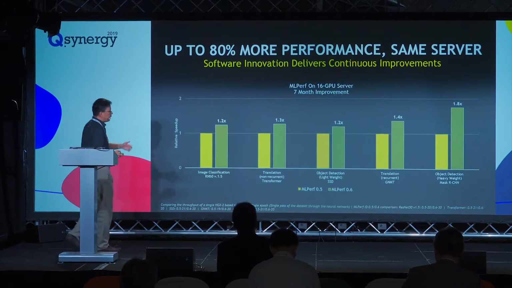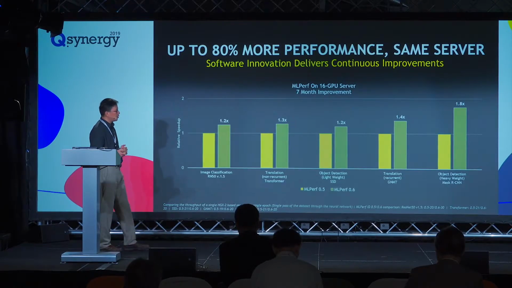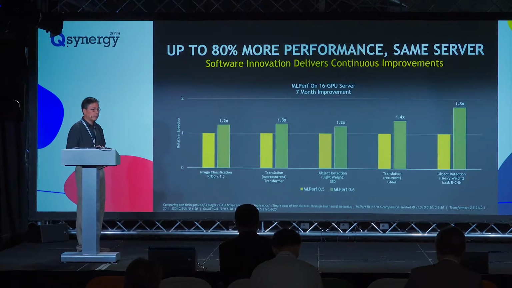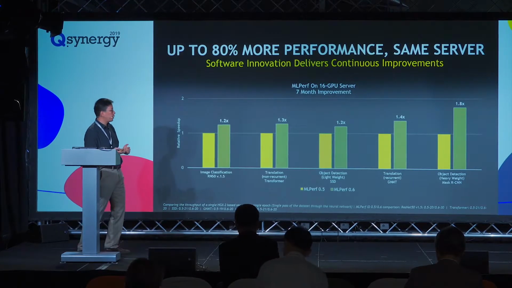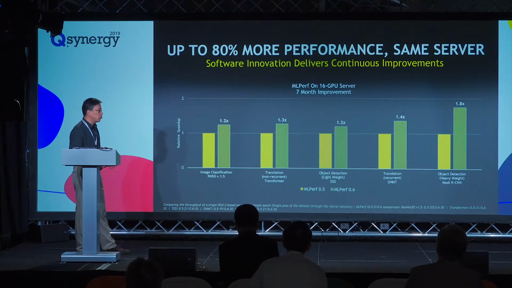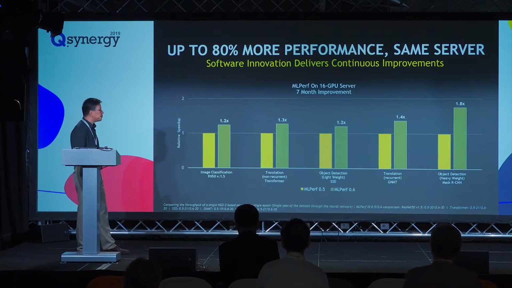One data point here shows that in just a period of 7 months, the performance of some models went up by 80%, on the same hardware, just by using the latest software. And as a matter of fact, if we compare since we launched the V100 Tensor Core GPU to now, around a 2-year time frame, the performance has gone up by 3 times on the same hardware. So it is critical to use the latest software stack, so you can take advantage of our latest optimizations to get the best performance out of your GPU assets.